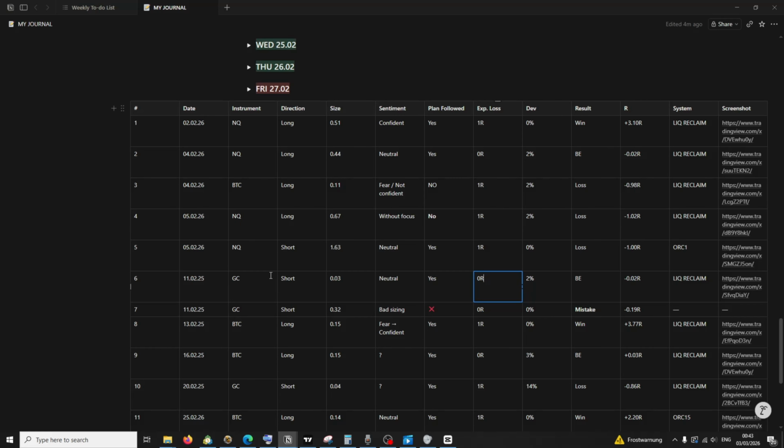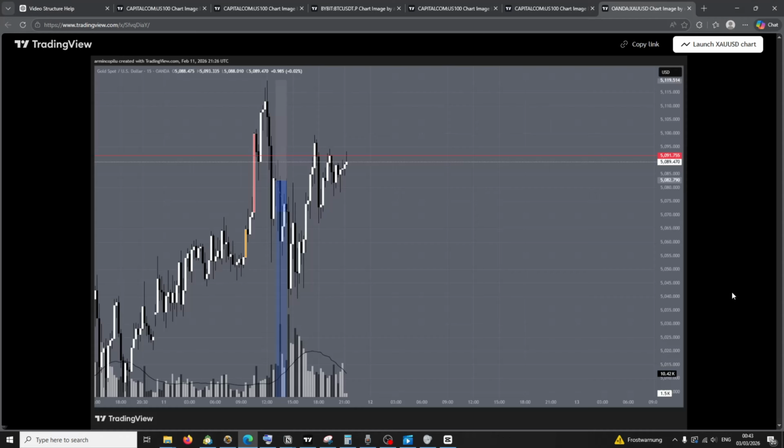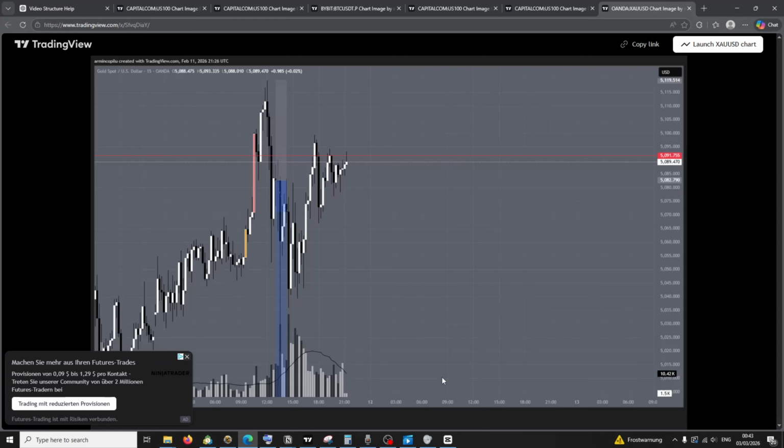I'm not really trading gold as much. So yeah, deviation 2%, ended up in break even. I actually don't remember this trade so much. Yeah, this was around the news event, and yeah, execution was very good.